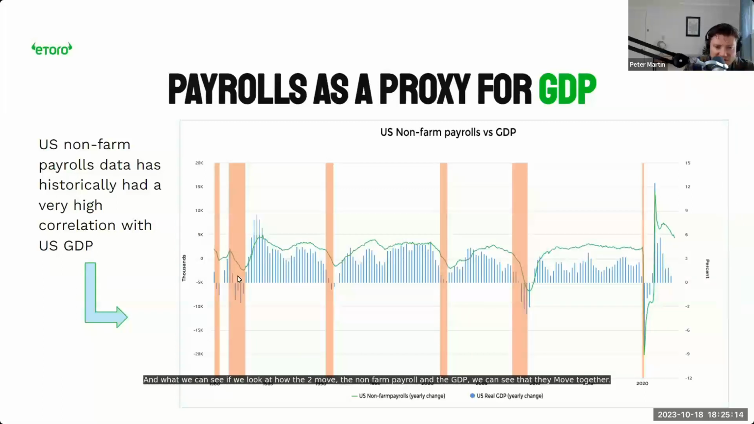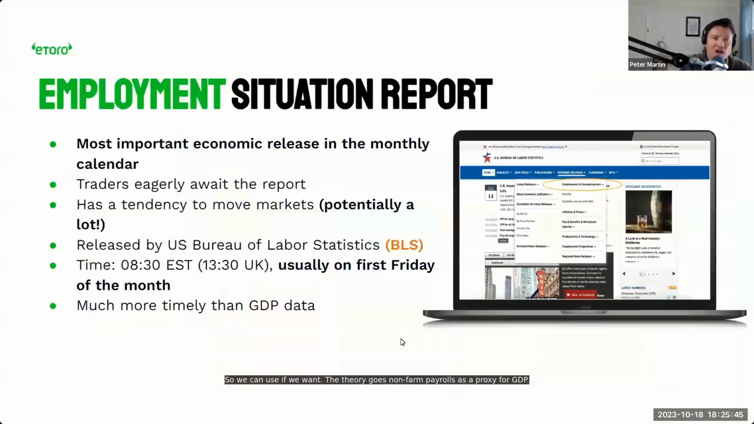And what we can see, if we look at how the two move, the non-farm payrolls and the GDP, is that they move together. They show a real tendency to go up and down together at pretty much the same time. So historically, there's been this very high correlation between non-farm payrolls and US GDP. So we can use, if we want, the theory goes, non-farm payrolls as a proxy for GDP. And the employment situation, of which non-farm payrolls is a part, is the most important economic release in the monthly calendar.